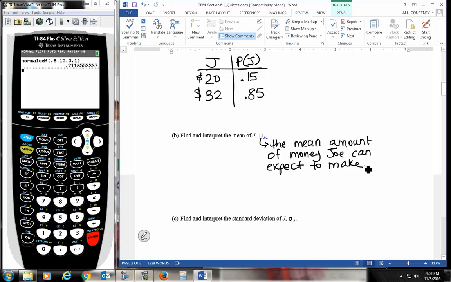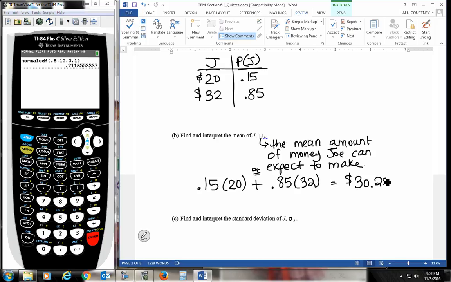So the way we're going to figure that out is, remember, 15% of the time he's going to charge you $20. So 0.15 times your $20, that 15% times $20 is you're getting just a haircut. Or 85% of the time, he's going to charge you $32, because those are the people that are going to get the haircut and the shave. So you're going to calculate that, and you end up with $30.20. Okay, so on average, he's going to charge $30.20. He can expect to make, on average, $30.20.